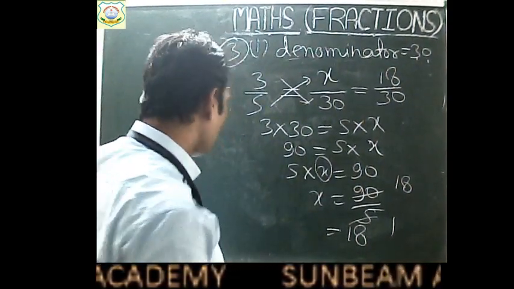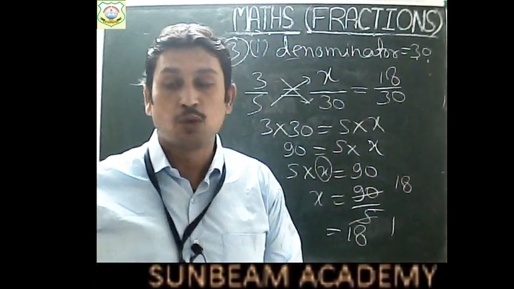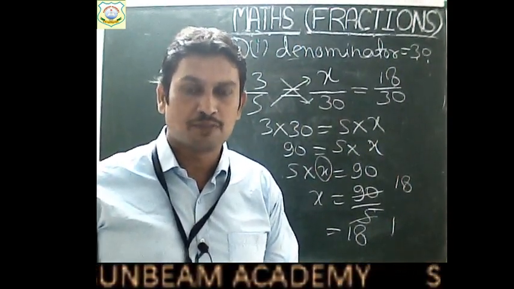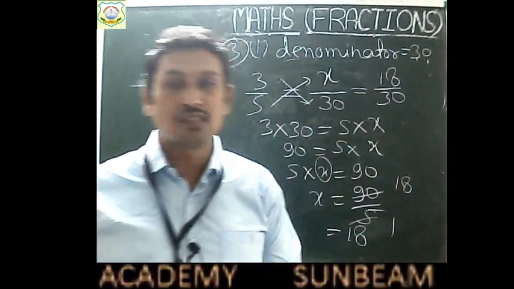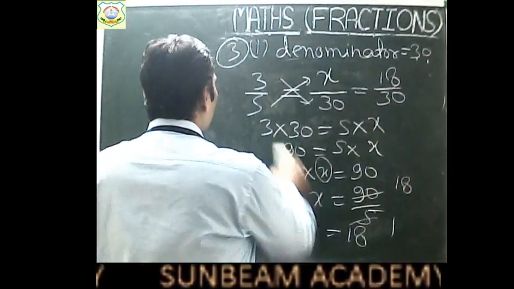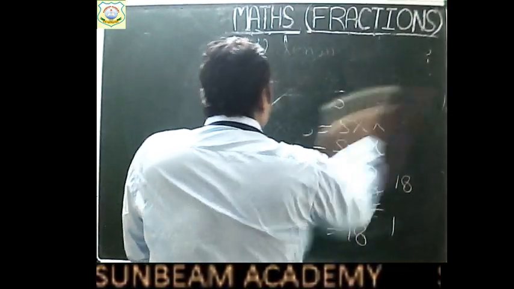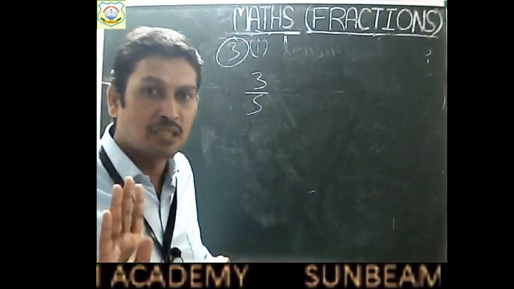In the same way, children, you can solve the first part of the second, fourth and fifth questions also. The first parts of the fourth and fifth questions are the same. Now children, in the third question, see the second part. What is the second part of question number 3? In the second part, the fraction is the same, 3 by 5.